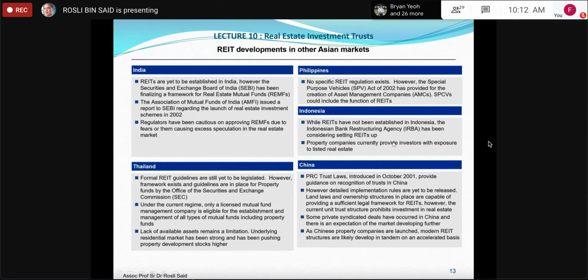Also have REITs through Indonesian Bank Restructuring Agency, IBRA. And then Thailand also has. And then China is still, even now in 2020, at the infancy stage. They are still formulating the REITs regulation. So they started in 2001 under property trust laws, but now they are also formulating for the REITs.